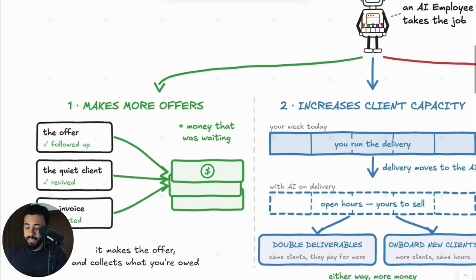Number one is AI helps you make more offers. So that is getting more traffic towards your offer. So this could be posting more content. This could be sending more outreach. This could be following up with clients.